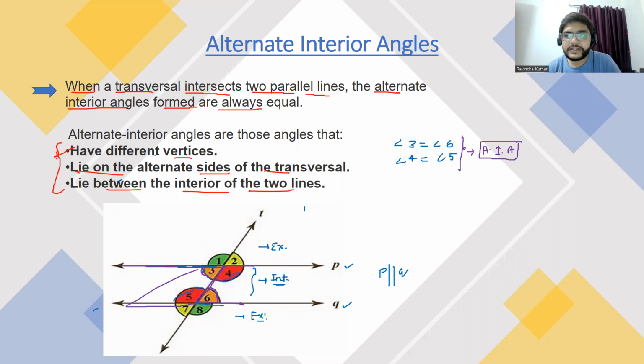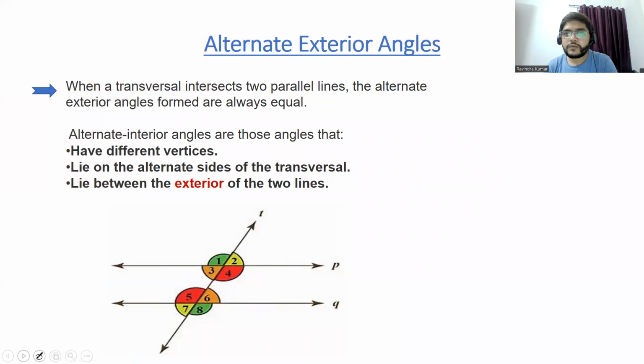So understand, is it easy? Yes, it is very easy to understand, right? Now let's move ahead. The next one is alternate exterior angles. Is it also the same as the interior? We just have to take the exterior part this time, which is this one and this one. We do not use the interior part here, because we already discussed it. So basically the same thing applies here. When a transversal intersects two parallel lines, the alternate exterior angles formed are always equal.